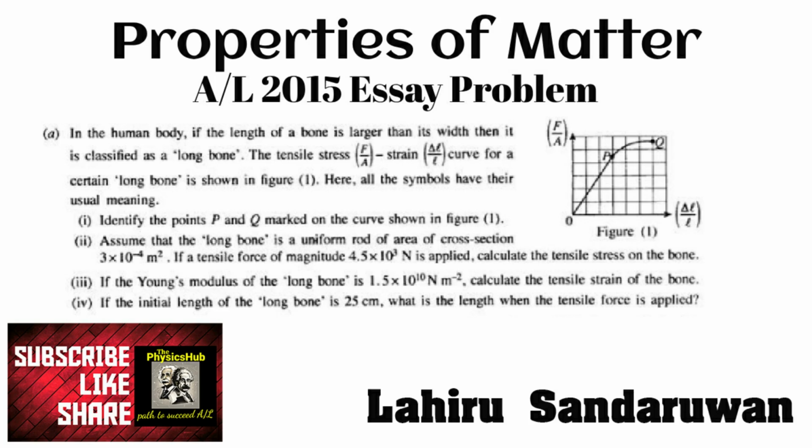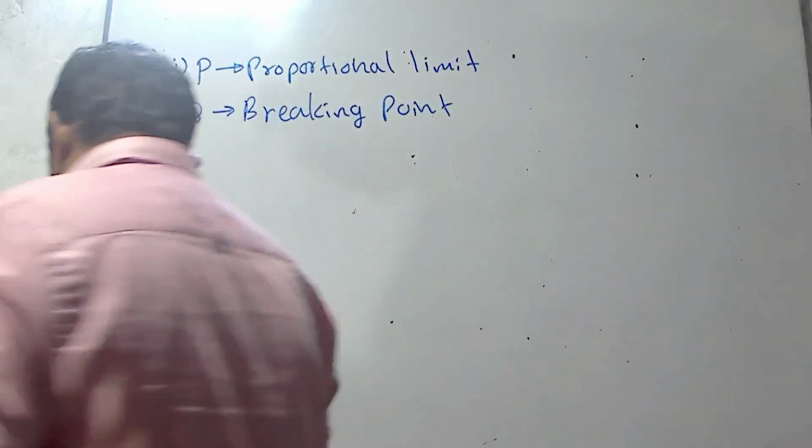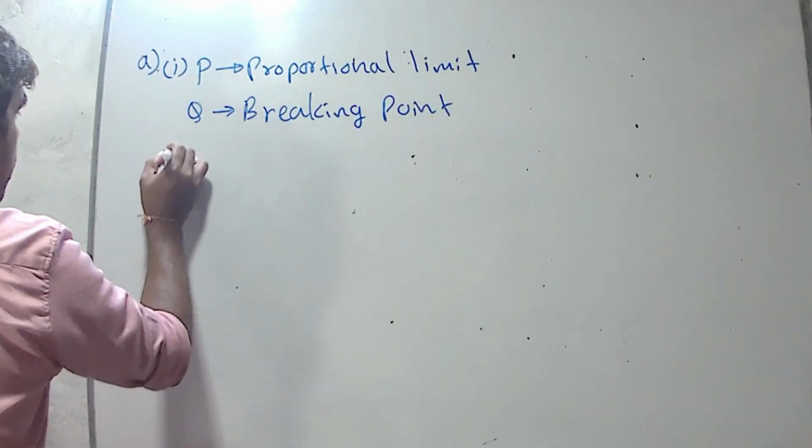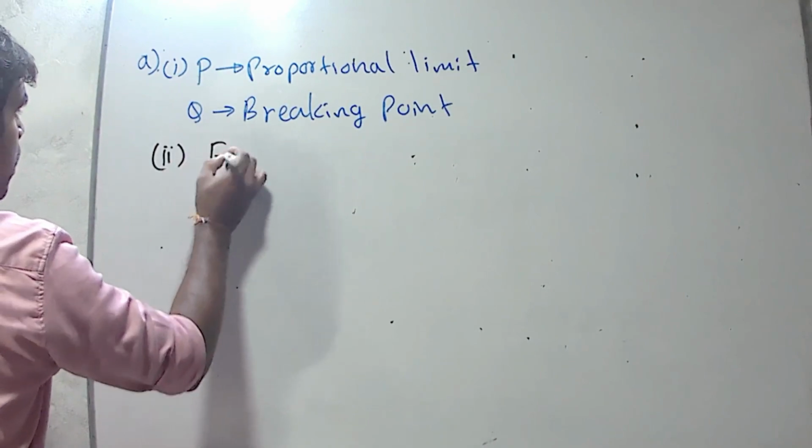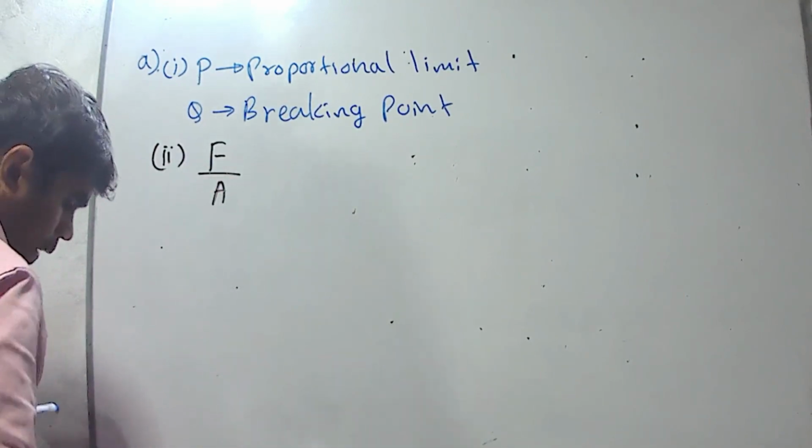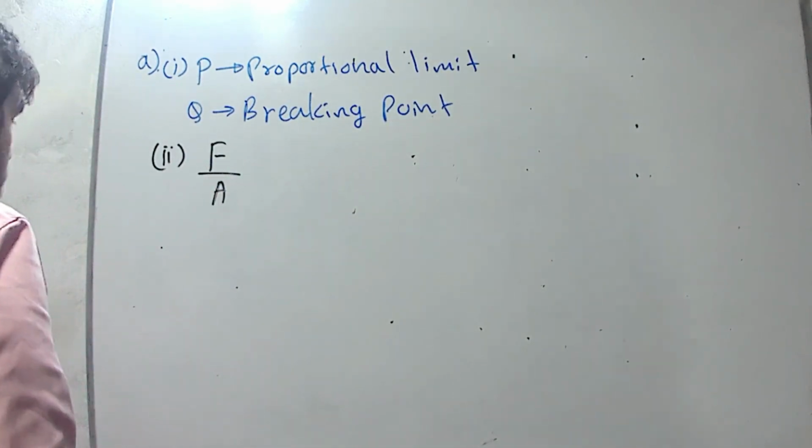Part 2. Assume that the long bone is a uniform rod of area of cross-section 3 × 10^-4 square meters. If a tensile force of magnitude 4.5 × 10^3 N is applied, calculate the tensile stress. Tensile stress means we have to find the ratio between force over area.